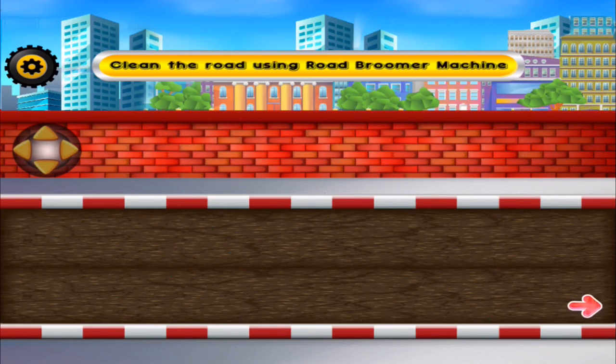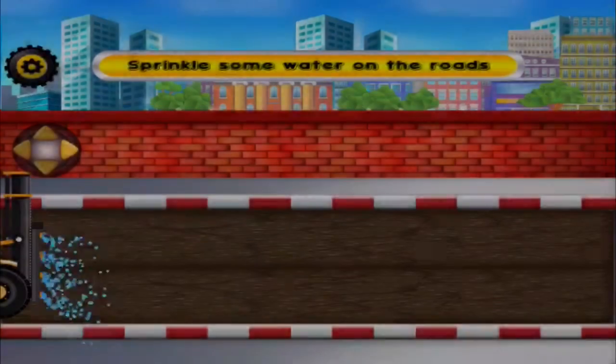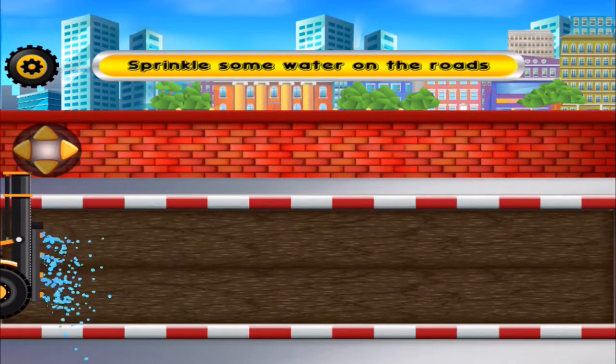Wow! The road is cleaner now. Sprinkle some water on the roads.